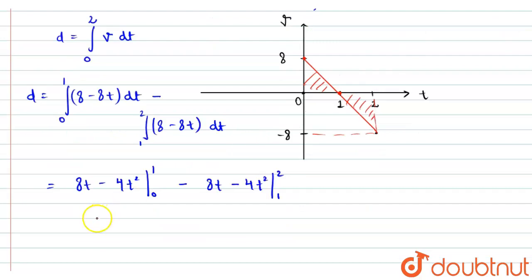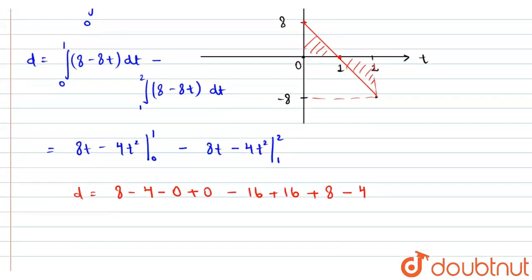On integrating further, by applying the upper limit, we will get 8 into 1 minus 4 into 1 square, minus applying the lower limits, 0 plus 0, and here we will get 8 into 2, that is 16, and minus minus would be plus 16, and here minus minus would be plus, so this would be 8, and this term would be minus 4. So from here we can cancel out the common terms, and we have 8 minus 4 plus 8 minus 4, so we find the distance to be 8 meters, and this is the required answer.